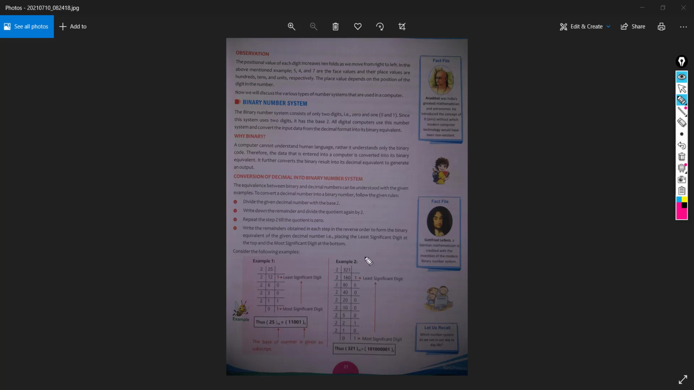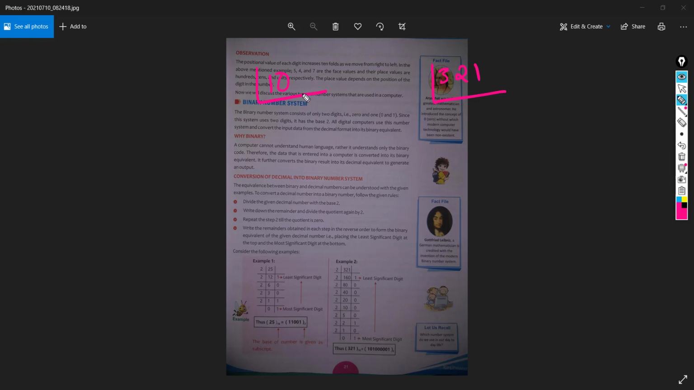Let's take the same example, 321. We need to find out its corresponding decimal number. Before that, we can just convert the decimal number 10 into binary. We need to find out the binary format of this decimal number 10.